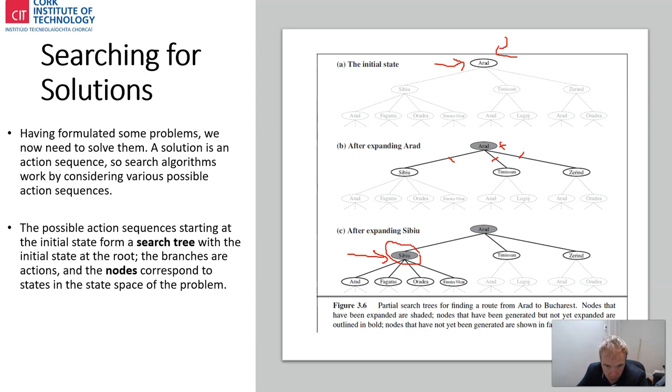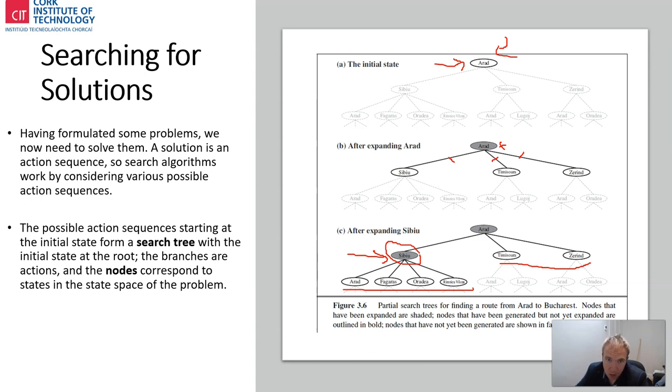So, just on some of the terminology, each of these little white nodes down here are called leaf nodes. What that means is at present, they are nodes in the tree that have no children. Okay? The set of all leaf nodes at any given point is called the frontier. The process of expanding nodes on the frontier will continue until either a solution is found or there are no more states to expand.